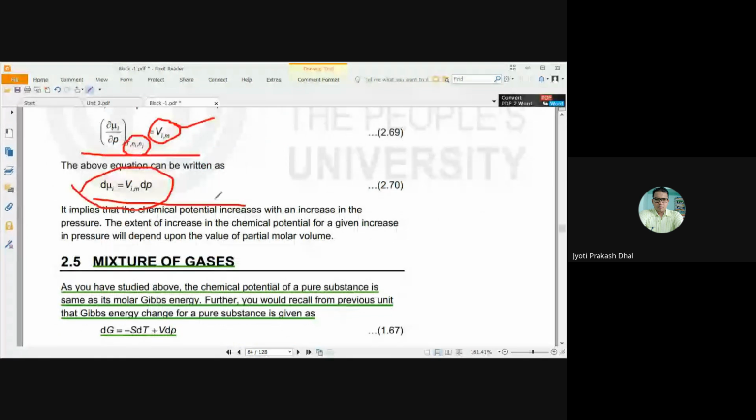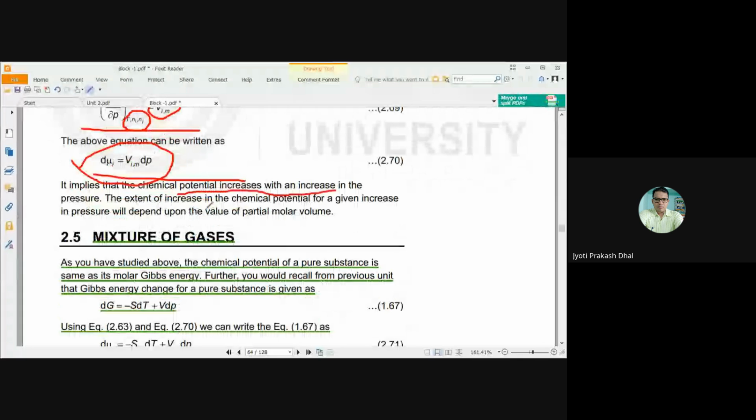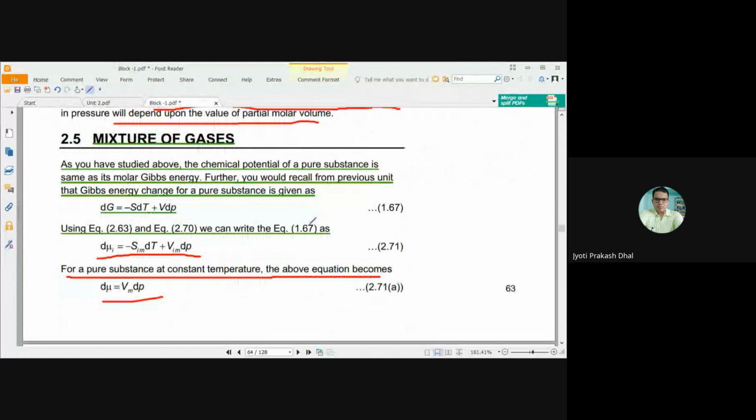It implies that the chemical potential increases with increase in pressure. The extent of increase in chemical potential for a given increase in pressure will depend upon the value of the partial molar volume. Now coming to mixture of gases, as you studied above, the chemical potential of a pure substance is the same as the molar Gibbs energy. Further, you will recall from the previous unit, in the last class, yesterday's class, we know that dG equals minus S dT plus V dP.